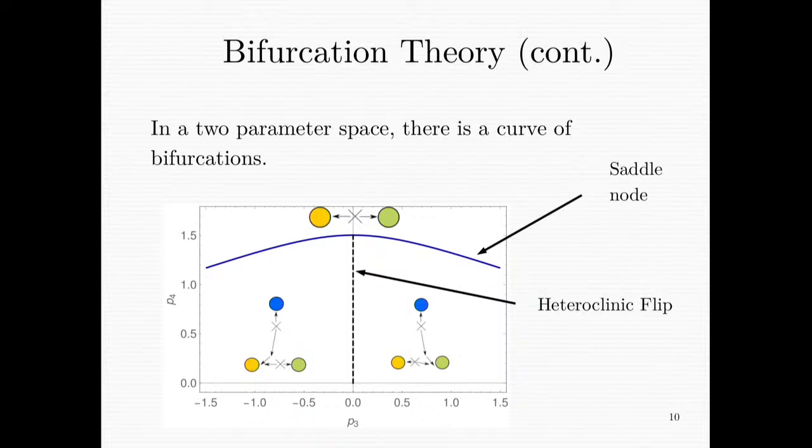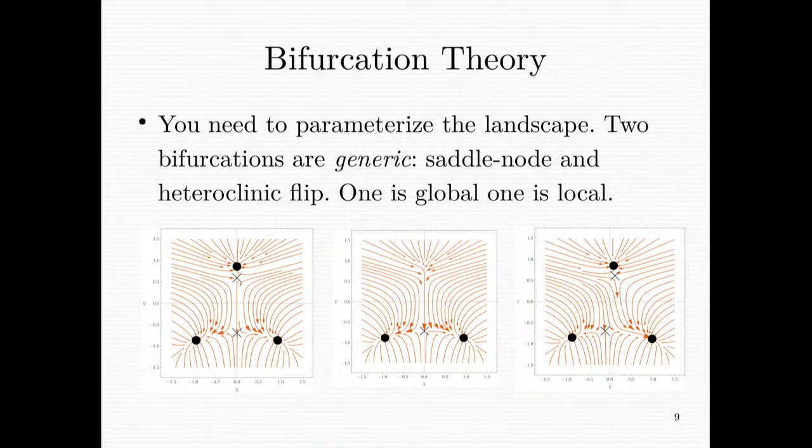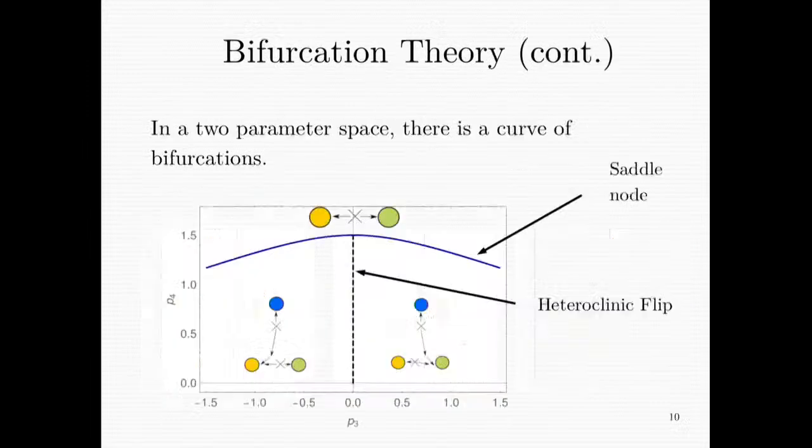In fact, this curve I got from the potential which created this landscape. There are 2 parameters in my potential, and I changed those parameters. And you have this curve here, and as you transition from this part to this part, you get a saddle node bifurcation of this upper fixed point. And as you transition across this dashed line, you have a heteroclinic flip. So you have a global change in the connections of the different fixed points.